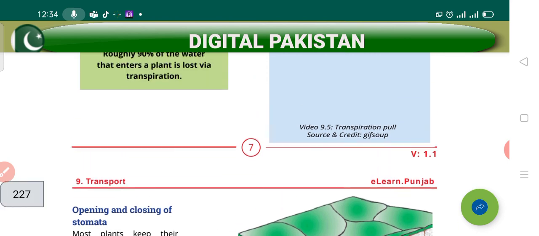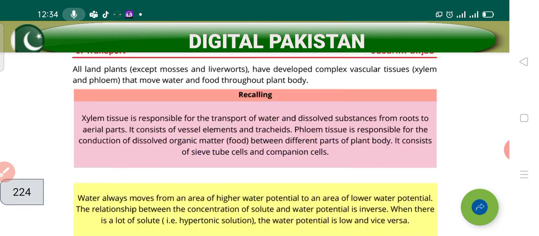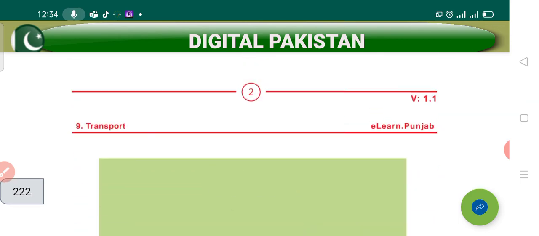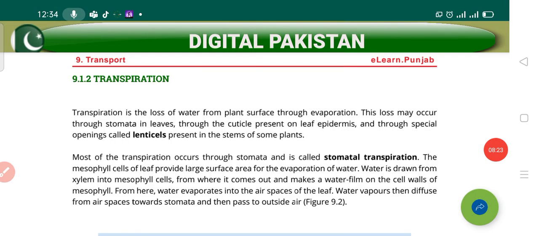So what is the assignment for you? The assignment for you, students, is to write down the question, all of you. What is the question? Let me just see the topic. Write the question. The question is: what is transpiration, and how does stomatal transpiration occur? What is transpiration and how does stomatal transpiration occur?